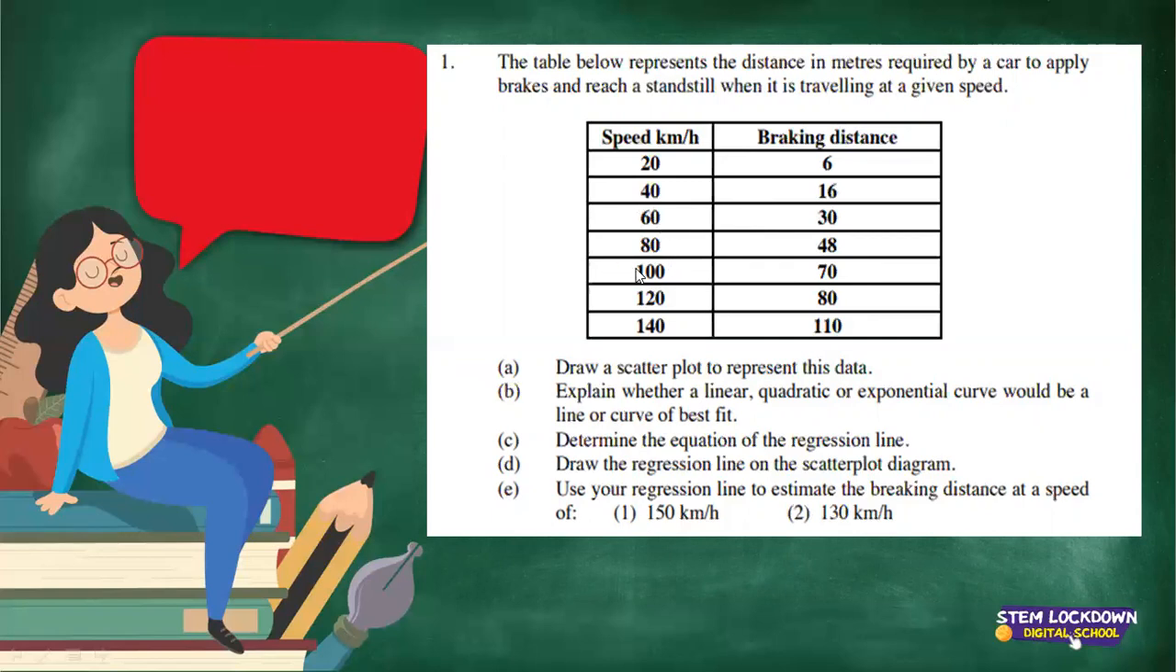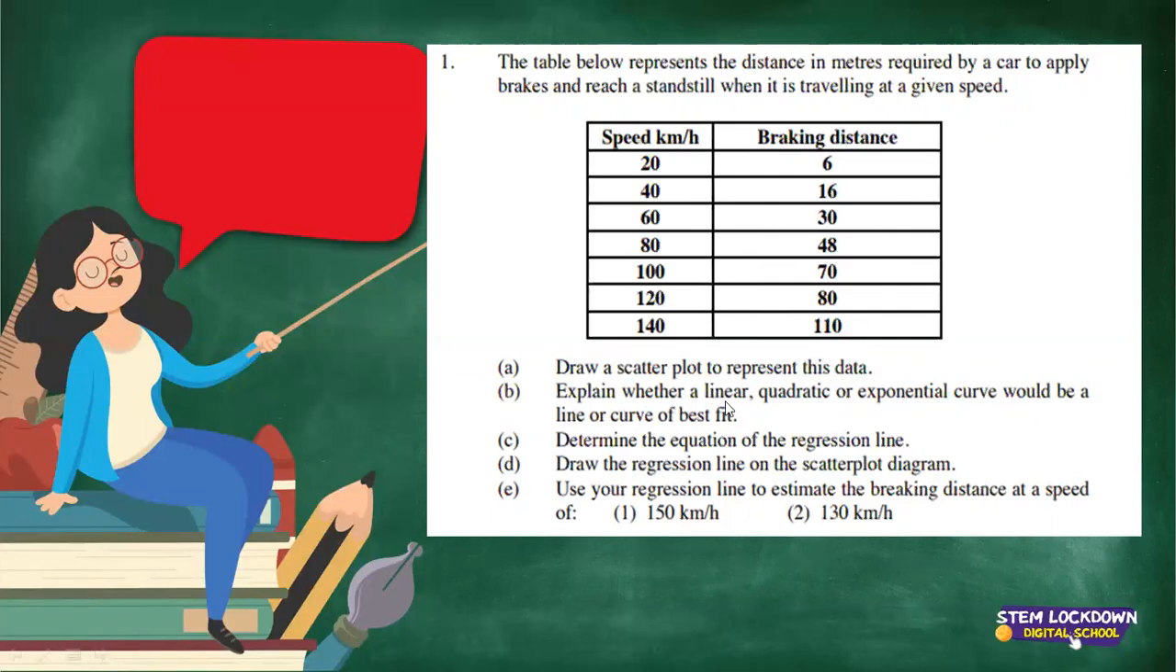The higher the speed your car is coming at, the longer it will take you to stop when you apply your brake. So your braking distance is your dependent variable, plotted on the Y, and your speed is the independent variable, plotted on the X. Like that, we draw our scatter plot and then explain whether it's linear, quadratic, or exponential.